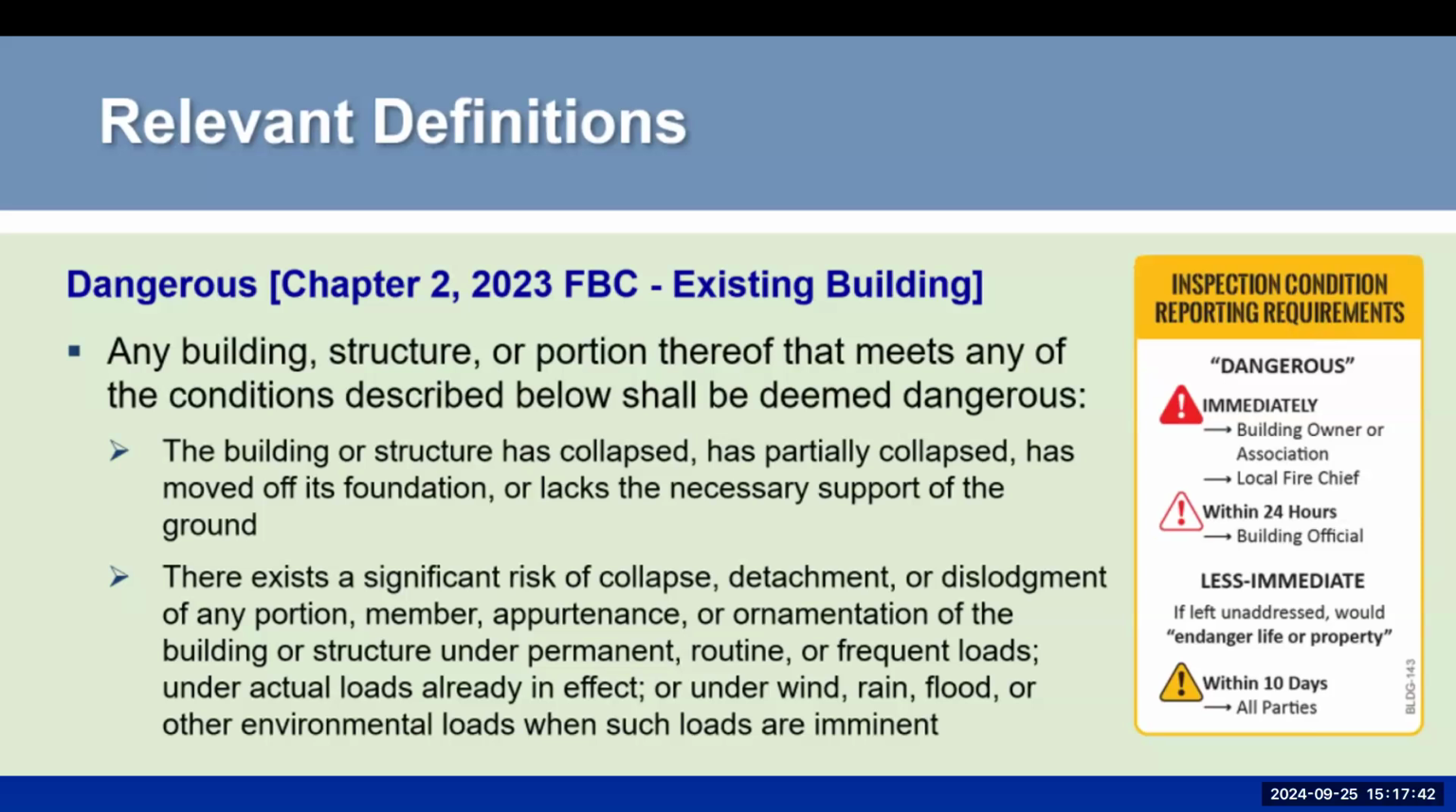There exists a significant risk of collapse, detachment, or dislodgement of any portion, member, appurtenance, or ornamentation of the building or structure under permanent, routine, or frequent loads, under actual loads already in effect, or under wind, rain, flood, or other environmental loads where such loads are imminent. That creates a problem because the building inspector goes in and has to assess these sorts of things. If he's not sure, then he is allowed to follow anything which is in publication by ASCE SEI, including ASCE SEI 11-99.